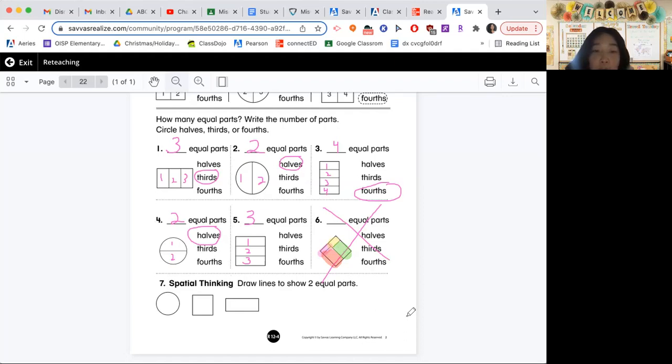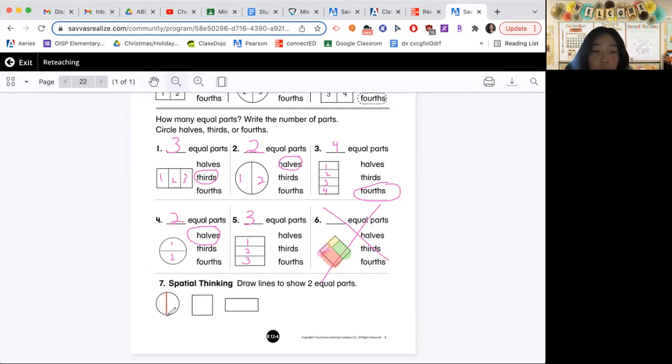Ooh, I love yellow with green. So draw lines to show equal parts. So show 2 equal parts. I'm going to draw it right down the middle. Oh, that's not really down the middle. Let me try again.